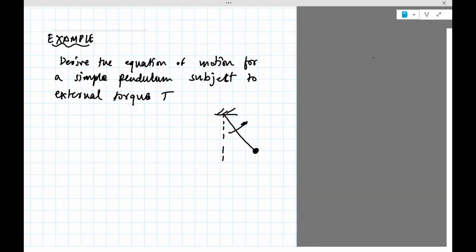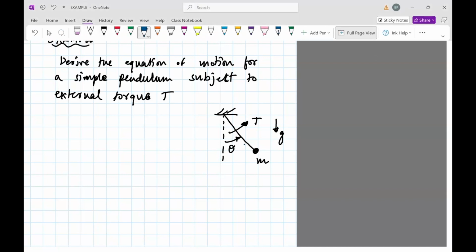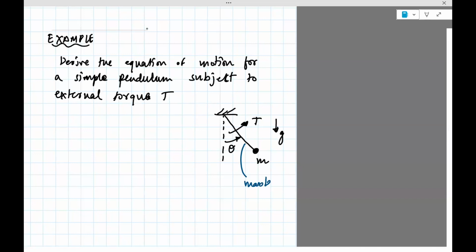It has an external torque. There's gravity. To keep it simple, I'm going to assume that the inertia is zero. That's just a mass sitting at the edge, and the rod is massless, but then there's a mass at the tip. And we know the equation of this from high school physics, so we could do this with Euler-Lagrange. Let's see how to do that.